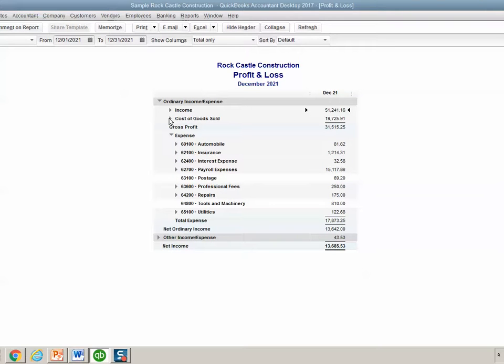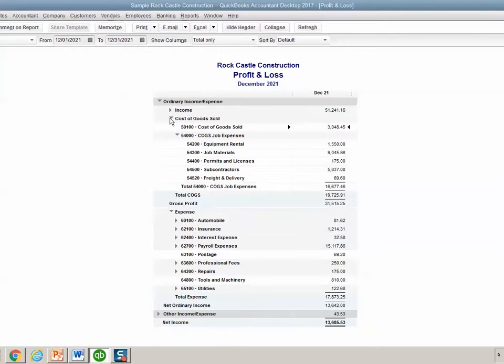Next on the P&L is cost of goods sold. Your business may or may not have cost of goods sold. This is the money you paid to acquire or produce your products or services, such as the cost of materials used in making a product. For Rockcastle Construction, this includes expenses such as job materials, permits for building a specific home, or subcontractors hired to work on a specific project.